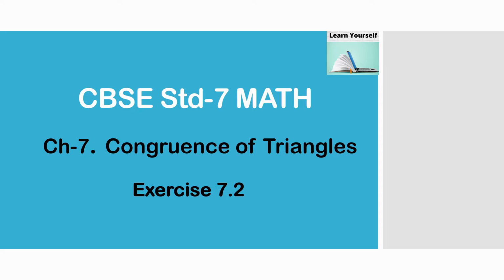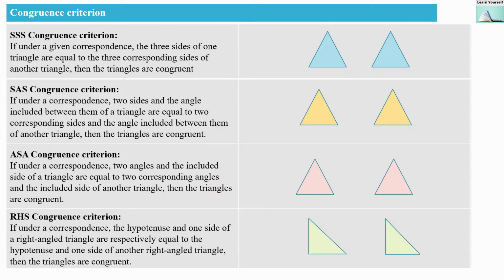Welcome to Learn Yourself. Before starting our exercise, let us revise the congruence criteria for the triangle. There are four basic congruence criteria. First is SSS, second is SAS, third is ASA, and fourth is the RHS congruence criteria.